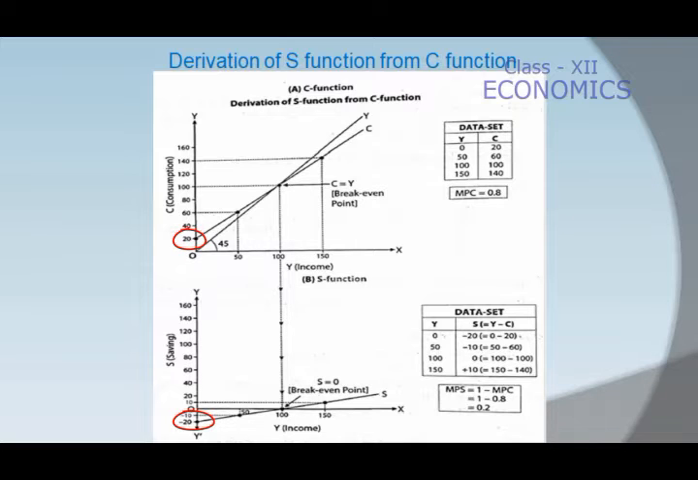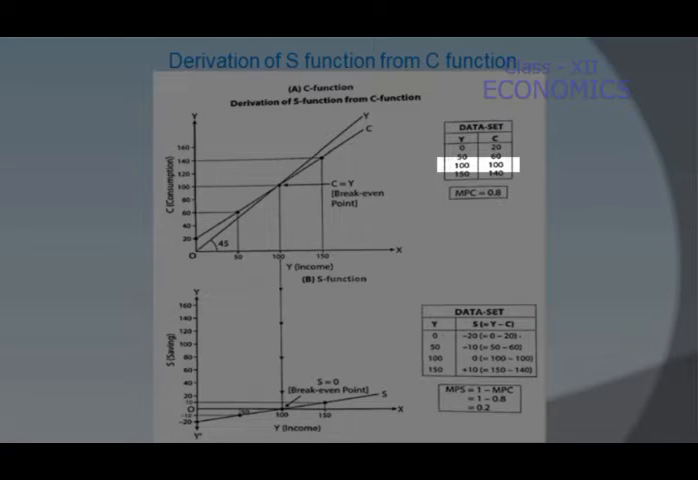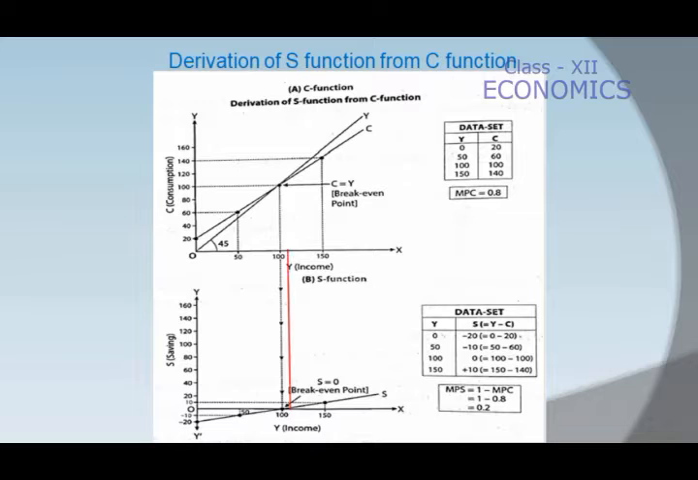Second, the S line crosses the x-axis when C is equal to Y, so that S is equal to 0. Thus the S line crosses the x-axis when C is equal to Y, that is equal to 100, and therefore S is equal to 0, because here C and Y are equal, that is 100. So we get the value 0 as the S value.